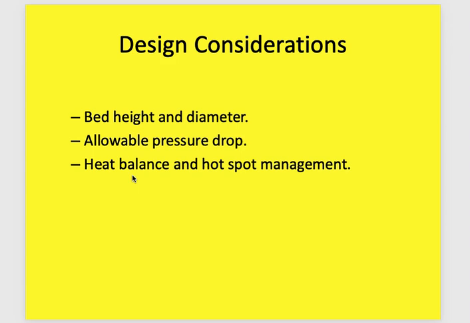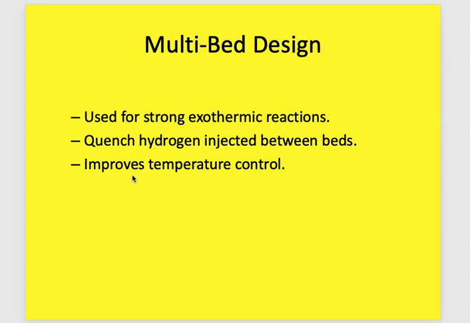Design considerations like the bed height and the diameter, the allowable pressure drop as we mentioned before, heat balance and hotspot management. The multi-bed design: if you look at the hydrocracker reactor, you will find maybe a 3-bed reactor, maybe a 5-bed reactor, and there is cooling between each bed like the quench zone as we mentioned before. So it's used for strongly exothermic reactions. Quench hydrogen is injected between beds to improve the temperature control because cracking happens at severe conditions.